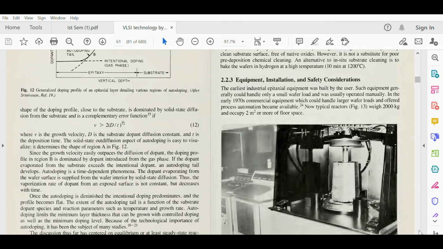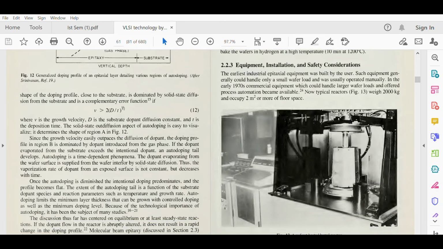Okay. Since the growth velocity easily outpaces the diffusion of dopant, the doping profile in region B is dominated by dopant introduced from the gas phase. If the dopant evaporated from the substrate exceeds the intentional dopant, an auto doping tail develops. Okay, very easy to understand.